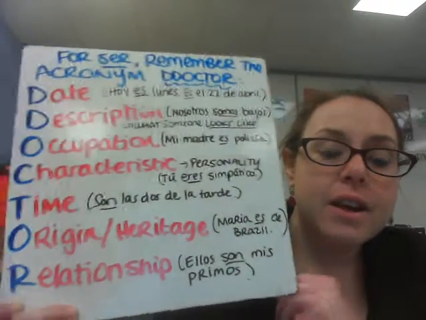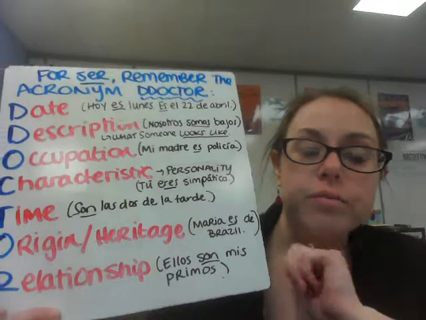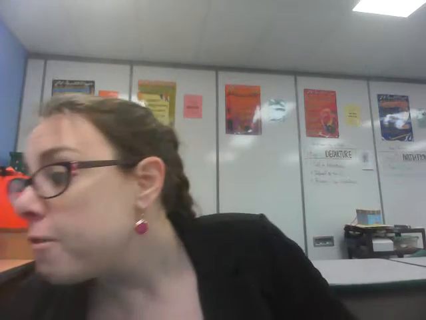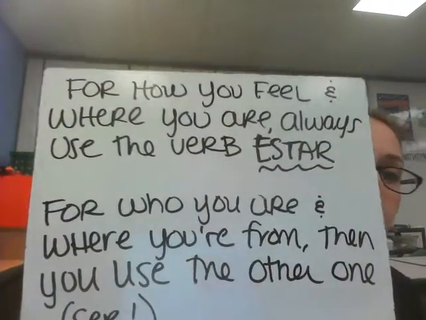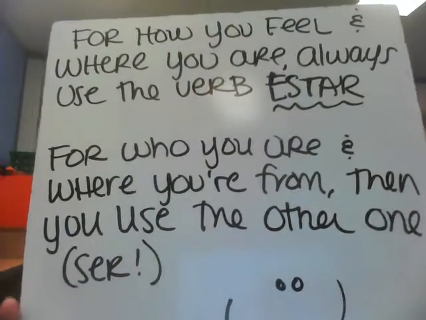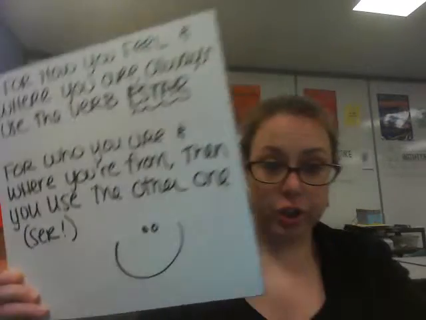Okay, so again, these are things that cannot readily change, okay? They're not things that can change quickly normally, okay? You can't ever change where you're from. The date is going to stay that date for at least 24 hours, stuff like that. So estar is something that is less permanent, that can readily change, and ser is something that cannot readily change. Finally, the thing that you can use to help you try to remember is the little rhyme: for how you feel and where you are, always use the verb estar, and for who you are and where you're from, then you use the other one, and that's ser.